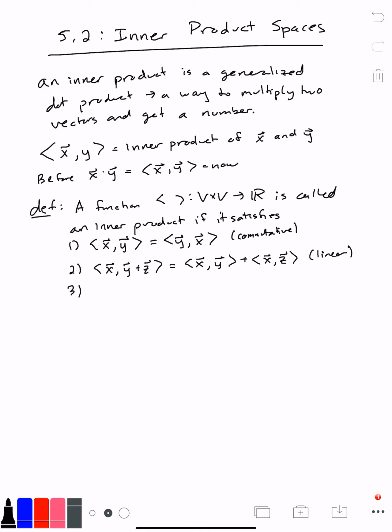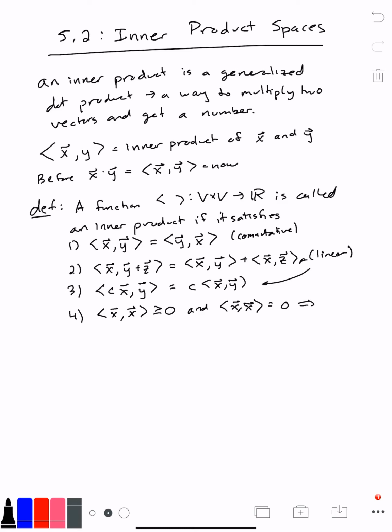Third is if you have a constant inside the dot product, you can factor that out of the dot product, and really that's the second linearity property that we would need. And the last one, this one's maybe a little weird at first. It says if you take the dot product of something with itself, the answer is always going to be greater than or equal to 0, and furthermore, that if the dot product is equal to 0, the only time that ever happens is for the 0 vector.